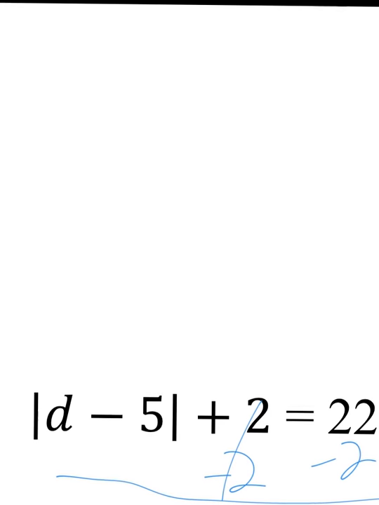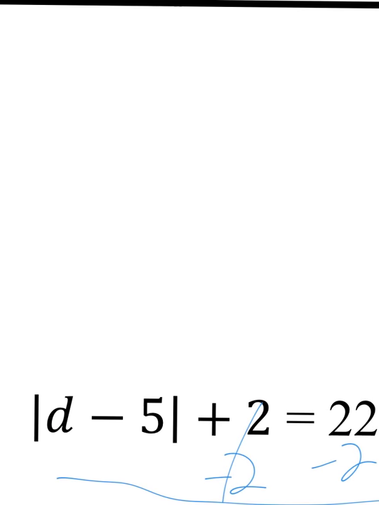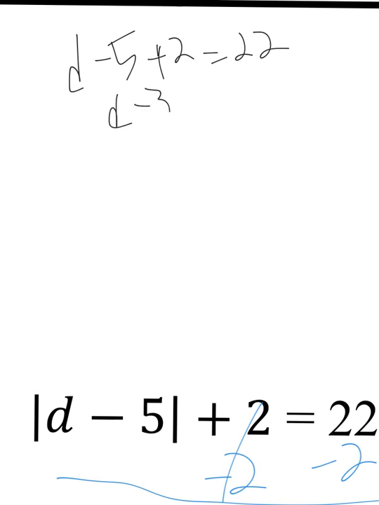So up here, normally when you solve this, you just drop the absolute value bars and you just continue as normal. So d minus 5 plus 2 equals 22. So we can combine minus 5 and plus 2 to make minus 3. d minus 3 equals 22. And so I'll add 3 to the other side, and I'll get d equals 25. Well, so far so good.